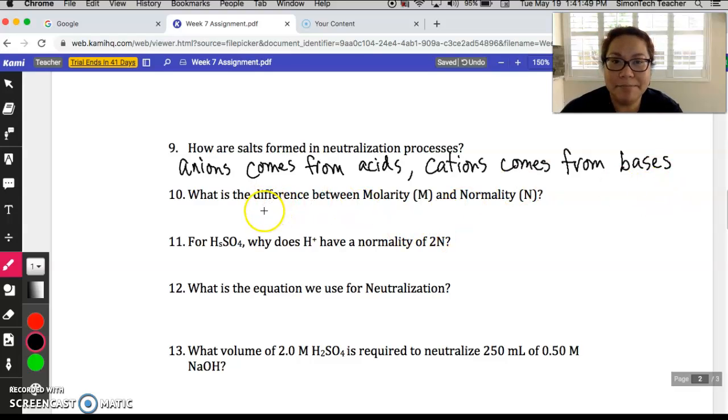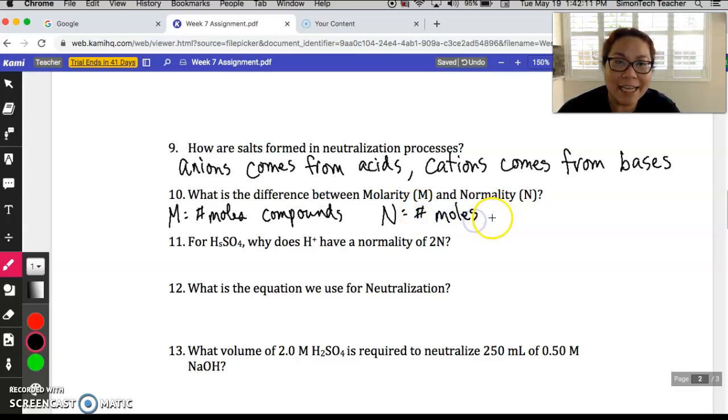Now, what is the difference between molarity and normality? Molarity takes the number of moles of the solutes or the compounds themselves, okay? While normality takes the number of moles also, but this time from ions, okay? Not from compounds. Remember, compounds are neutral, but the ions are the ones with charges, and they originally came from compounds that have dissociated into positives and negatives.